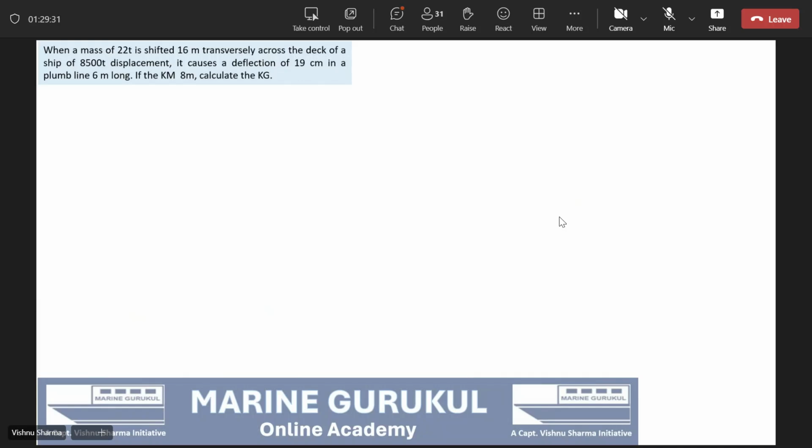I think this is straight. Can you please calculate the KG? This is not from MMD. I just randomly put this here so that you can apply the formula once again. Please find out the KG. Obviously, you are going to find out in whatever condition it is given.